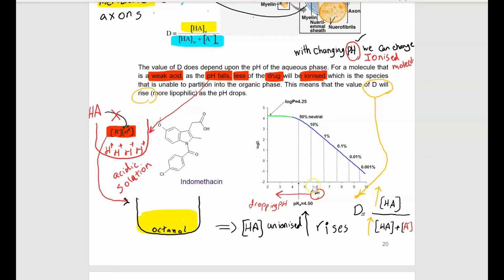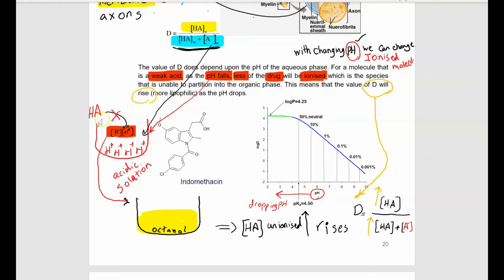As the pH falls, it means that you have more protons in your solution. Which solution? This solution, this one. So your weak acid is not going to be ionized and doesn't give more protons. So this drug prefers to be HA, a whole molecule, an unionized molecule.